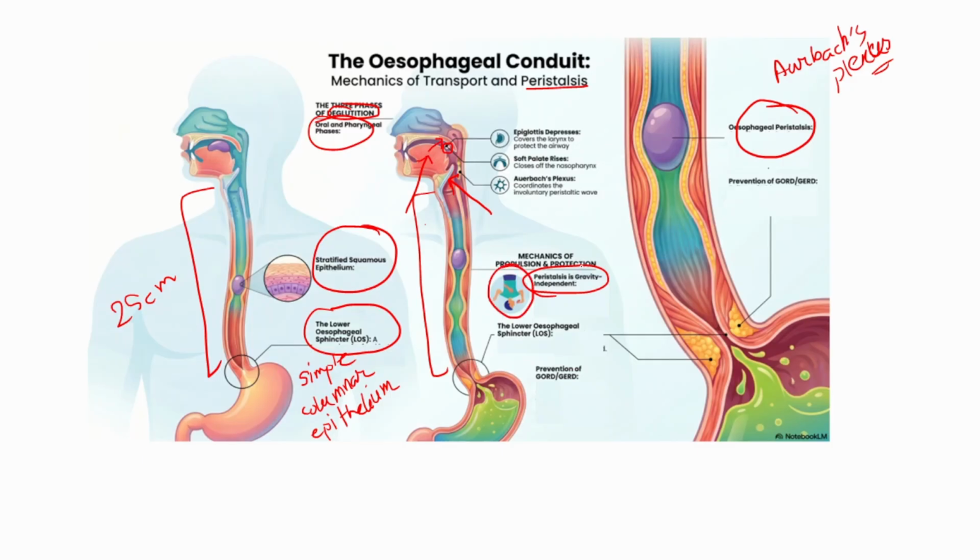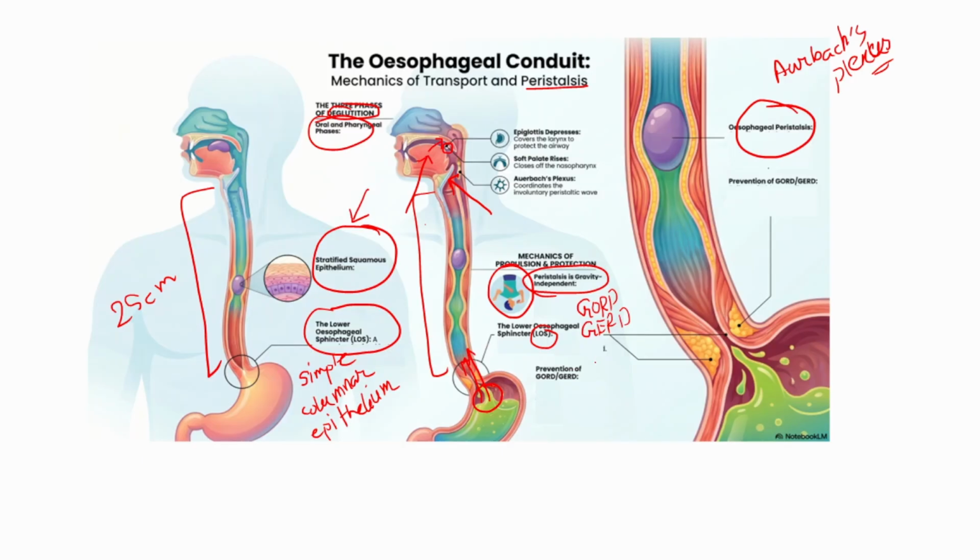If this protective mechanism fails, we observe the development of GORD or GERD, known as gastroesophageal reflux disease, which is a structural failure or loss of baseline LOS tone that allows highly acidic gastric contents to flow backward and damage the unprotected, vulnerable esophageal lining, which lacks intrinsic acid defenses. That means the stratified squamous epithelial cells are assaulted by the gastric acid.